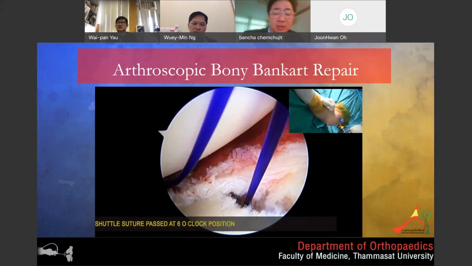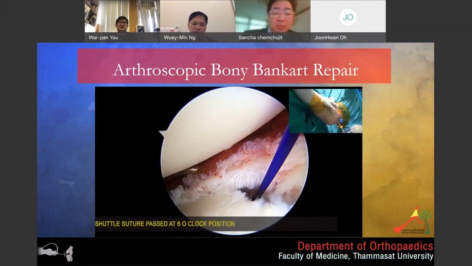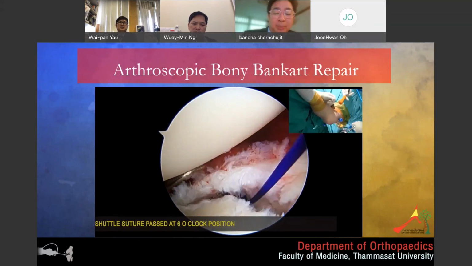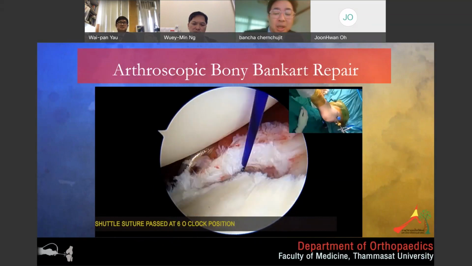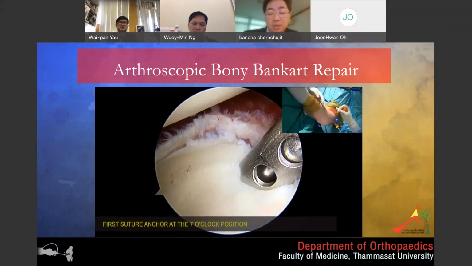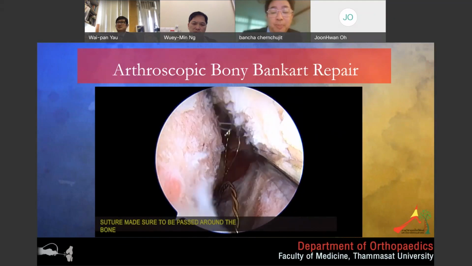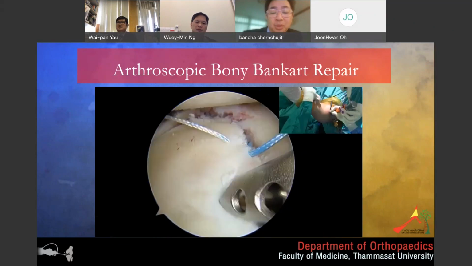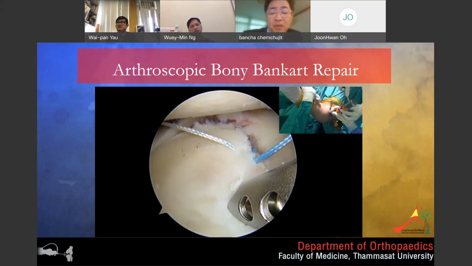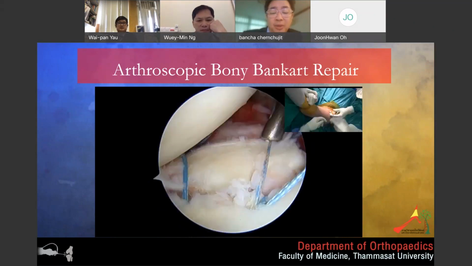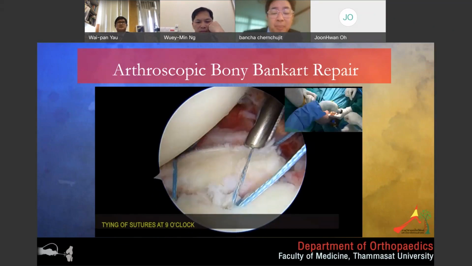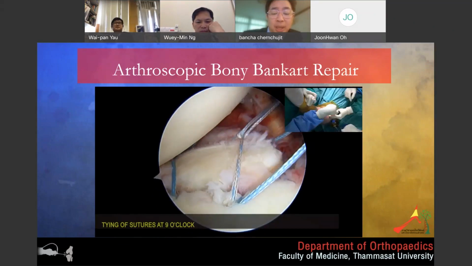It's so big. So we use the spectrum to repair the posterior labrum first. Okay, and then using the soft anchors, you see that we can repair this bone. I prefer to do it this way using the soft anchor. And then you can reduce this big piece of bone. You see that it's very big.